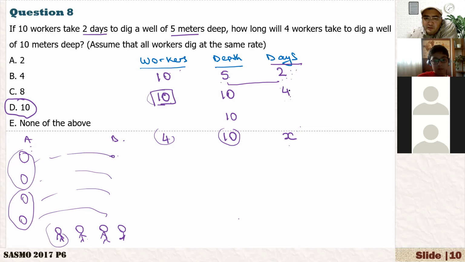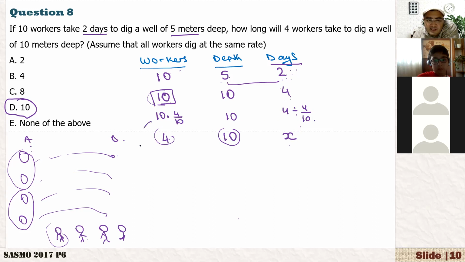Okay, because when one increases, the other one decreases. So how can I have 4 here? To have 4 here, I need to multiply this 10 by, what is it? By 4 over 10. But here I need to divide this one by 4 over 10.